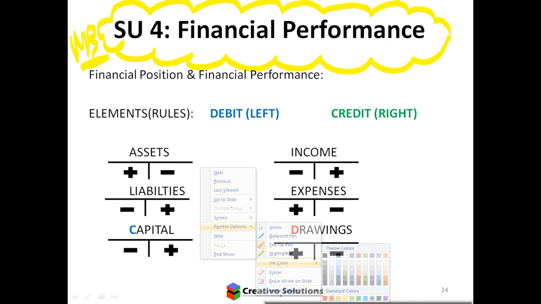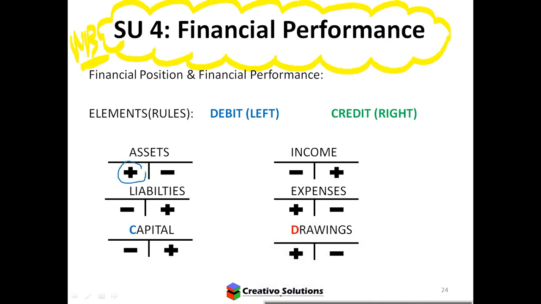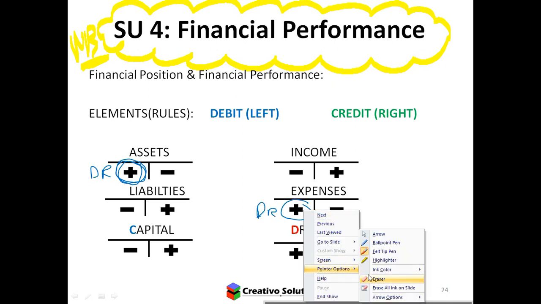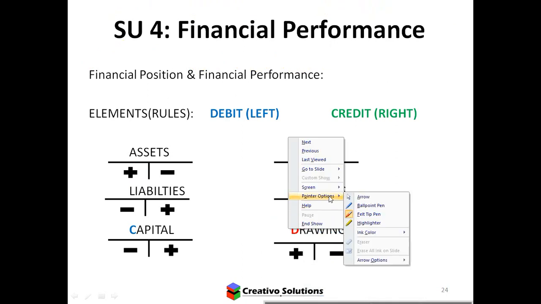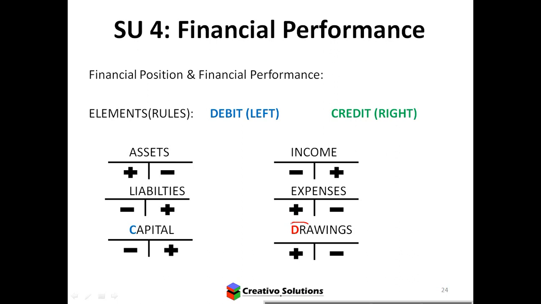Let's look at that. We just spoke about assets having a debit. There's the plus. Assets increase on the debit. Drawings and expenses, there's the debit. Drawings is a nice one that I want to highlight. I should have used red. Drawing starts with a D. D for drawings, D for debit. See, you don't even have to learn that one. The answer is in the word.